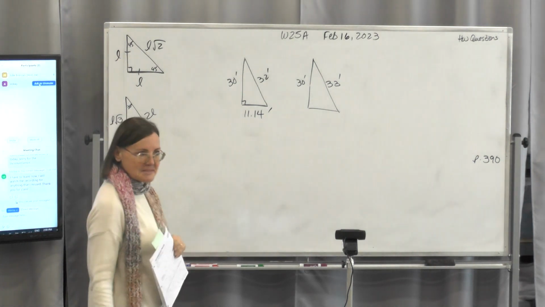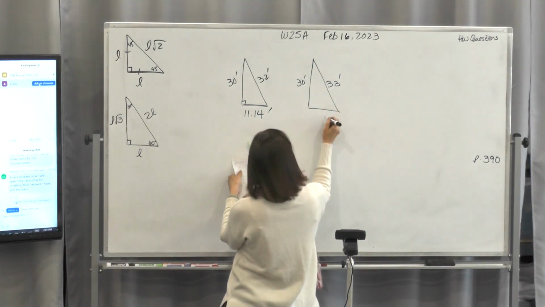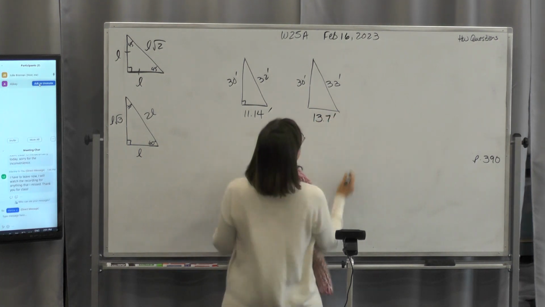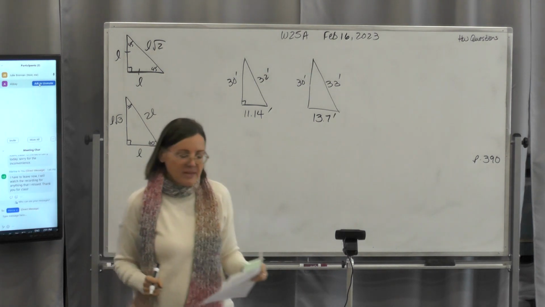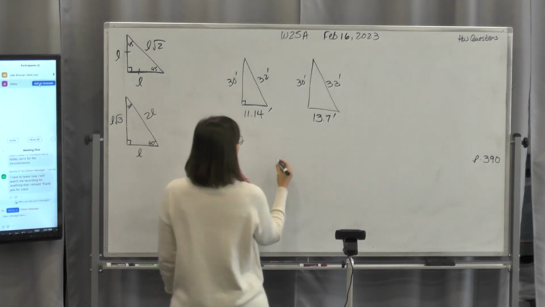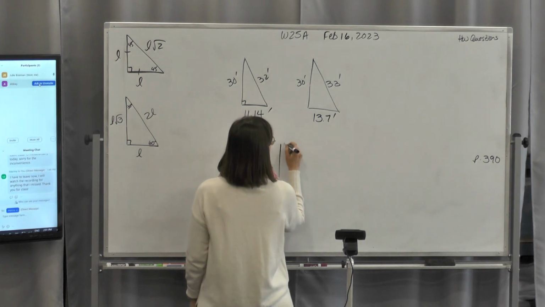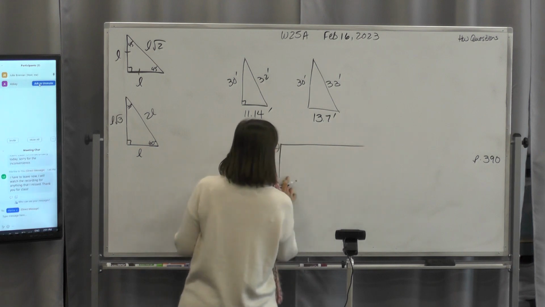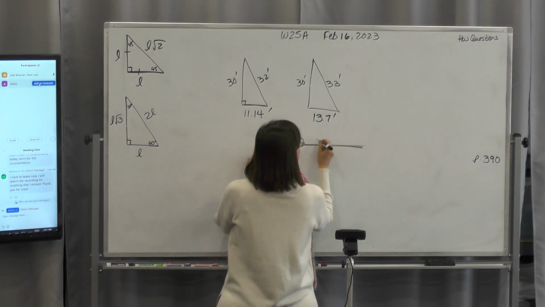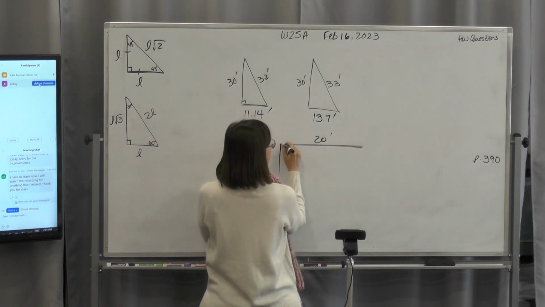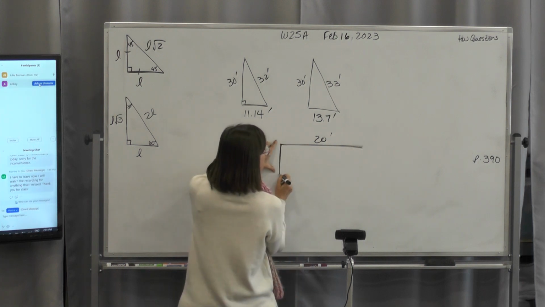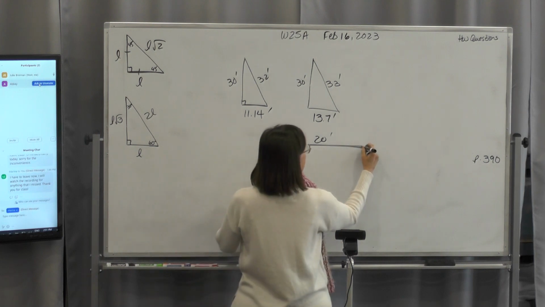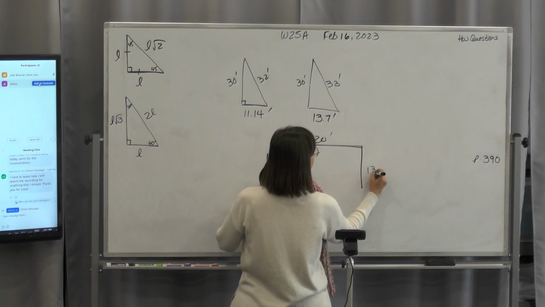I'm going to rush a little bit because it's just turning 2 o'clock right now. This one here, running through the Pythagorean theorem, is 13.7 feet, about. This is what makes this problem rather devilish if you think about it. Let's say that's the base of the building. They're 20 feet apart. One ladder is leaning this way. The base of one ladder is this 11.14. The base of the other ladder is the 13.7.